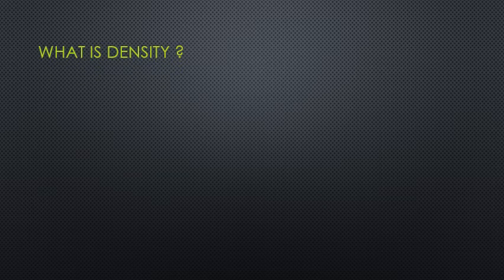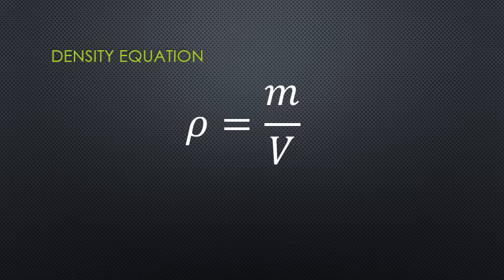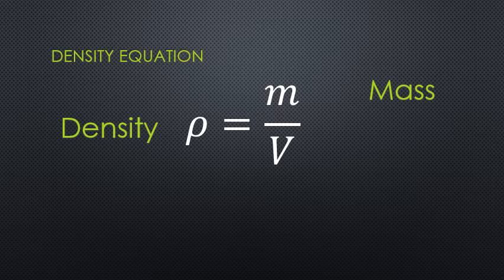What is density? Density is a measure of the amount of matter contained in a particular space. In physics, we say that the density of a substance is defined as its mass per unit volume. This definition can be expressed as the density equation, where the Greek letter rho represents density, m represents the mass, the fraction bar represents per, and v represents the volume.